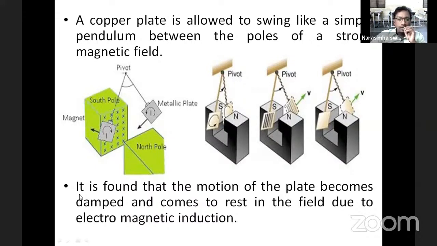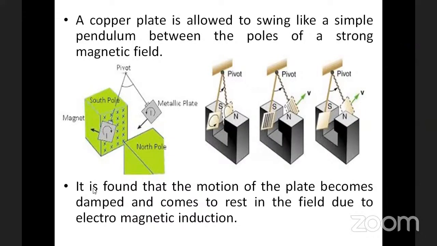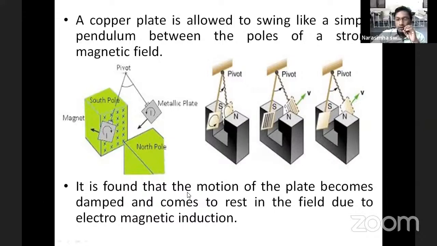So here it is found that the motion of the plate becomes damped and comes to rest in the field due to electromagnetic induction. What is electromagnetic induction? Due to the change in magnetic flux, induced current is generated. So it is found that the motion of the plate becomes damped and comes to rest in the field due to electromagnetic induction. Okay, so we will stop with this and continue in the next class.